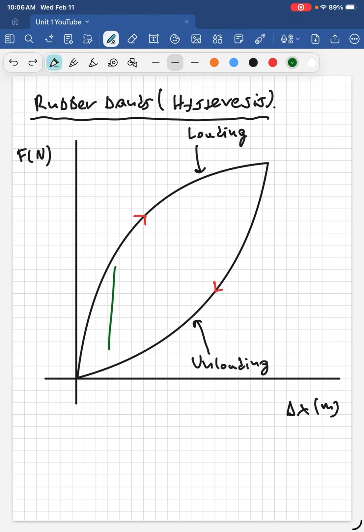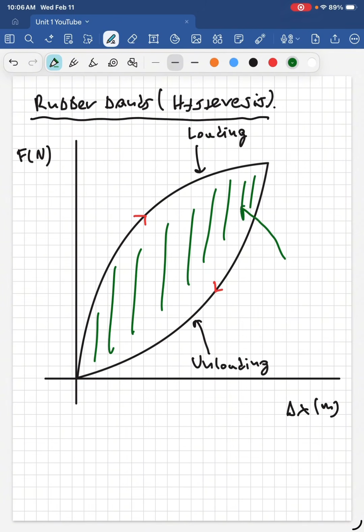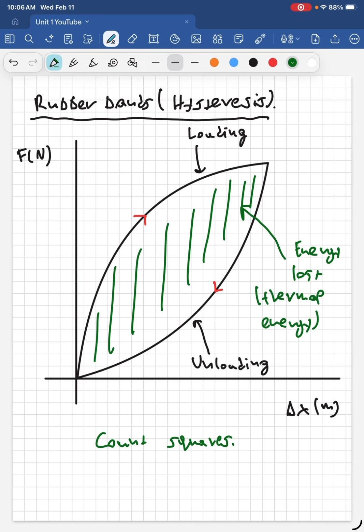So I hope this is clear. If it's not, ask me in the comments and I will try to explain it again. So this is energy lost in the process, okay? And it's usually lost as thermal energy, okay? And again, if they ask you something like that in an exam, you will have to count the squares in between these two curves. Again, when we load it, the energy stored in it is the area under the curve. When we unload it, we get some of that energy back, but not all, okay?